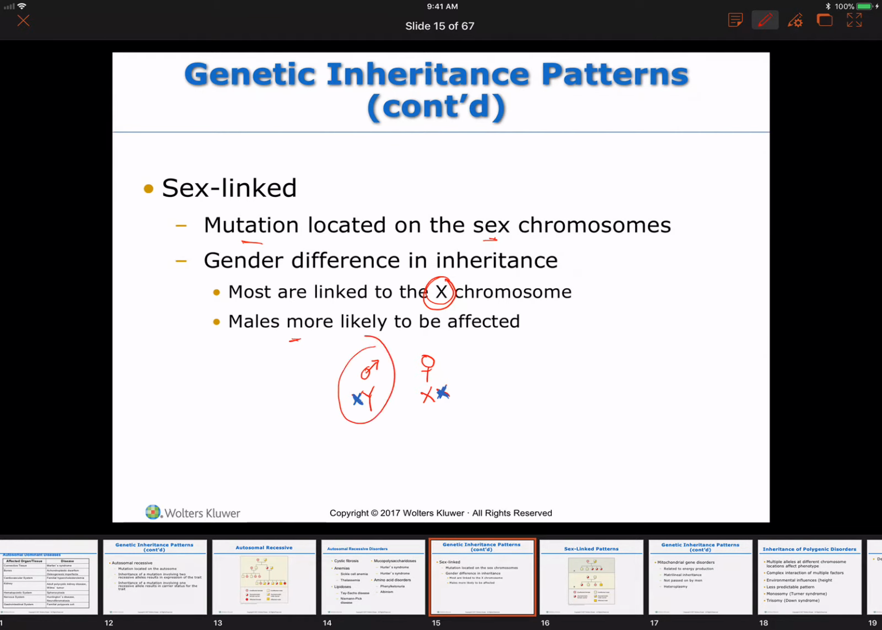Now, when you look at it, the male has 1 copy of that X chromosome. So if something goes wrong with that copy, then they will have the disease. Female, on the other hand, has 2 copies of the X chromosome. So even if there is 1 mutated X, there is another normal X. So they may not manifest the disease. In fact, it's fairly uncommon to see sex-linked, X-linked to be more specific, genetic disorders in females. That's why they are more likely to be seen in male patients.